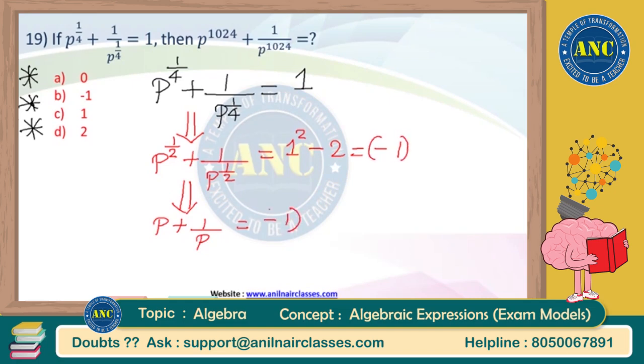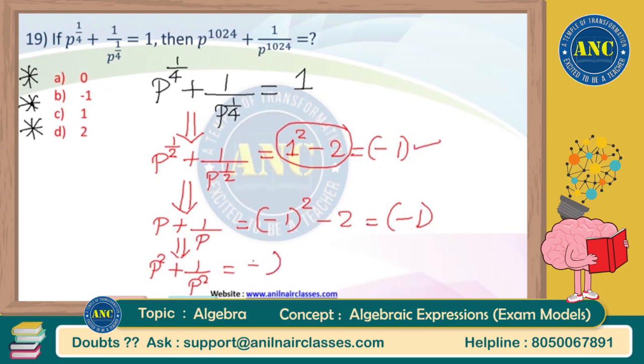Same logic again. Minus 1 whole square minus 2 is again minus 1. Right? Minus 1 whole square is 1 only, right, sir? So minus 1 whole square minus 2 is exactly similar to 1 square minus 2. Next, if I continue further, double the power, it becomes p square plus 1 by p square. So again the right hand side is minus 1, which is exactly similar to this. Again it is minus 1 whole square minus 2, which is minus 1. Now if I continue, let me write it here at the top of the screen, and that too with a different color so that you will be able to correlate it.